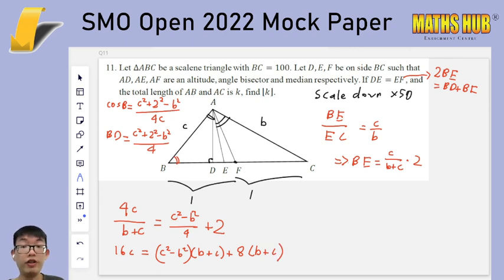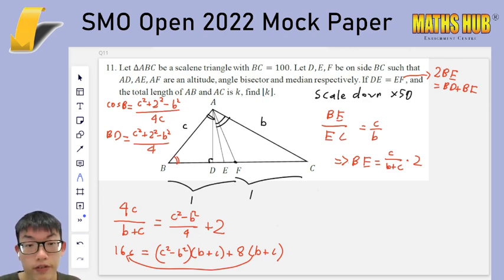Now, we don't want to create a huge mess. So again, alluding to the theme of symmetry, how do I keep this nice? The easiest way to keep it nice is to subtract this over from the other side. So that in doing so, we are going to have 8C minus B equals to C squared minus B squared.